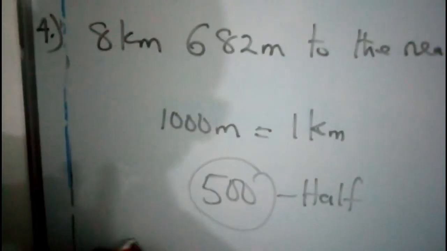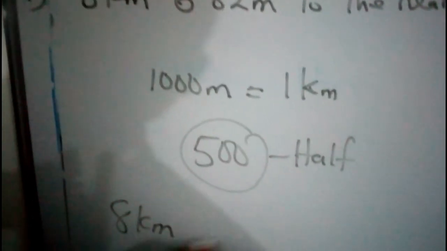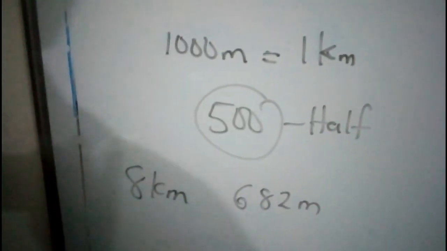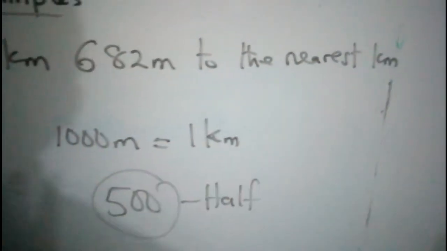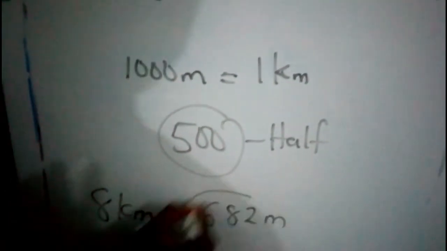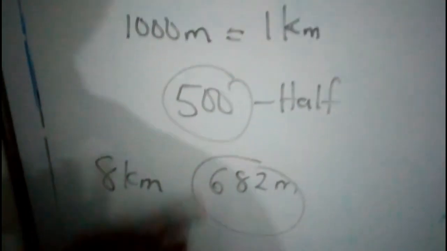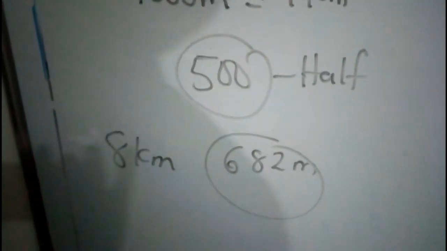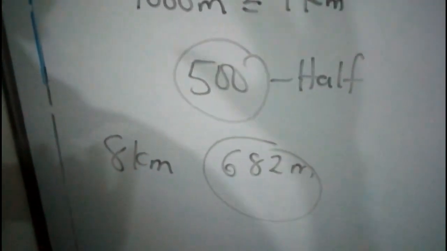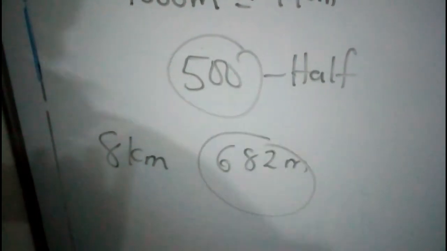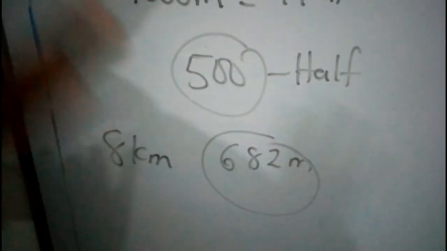So next thing is to rewrite 8 kilometers, 682 meters. Of course, we are approximating to the nearest kilometer, so we will leave our kilometer and consider the meters. Don't forget, when what you have circled here is less than half, we round down to 0. When it is half and above, we round up to 1. At least if it is 500, we still round up. If it's more than 500, we round up. But once it is less than 500, we round down.